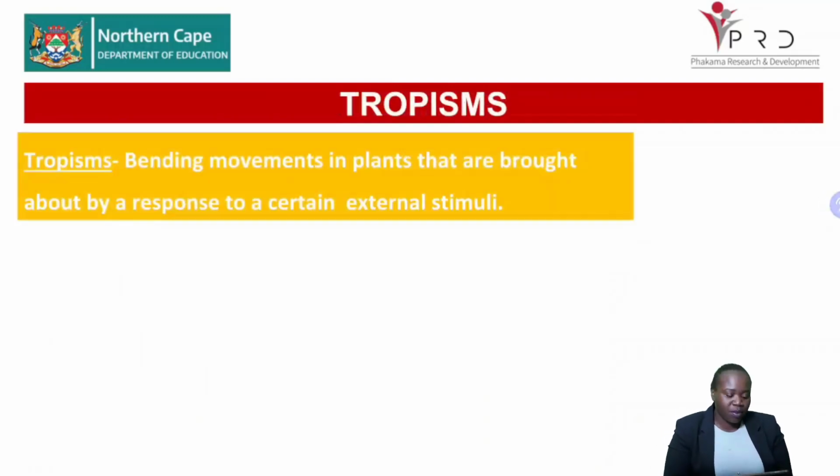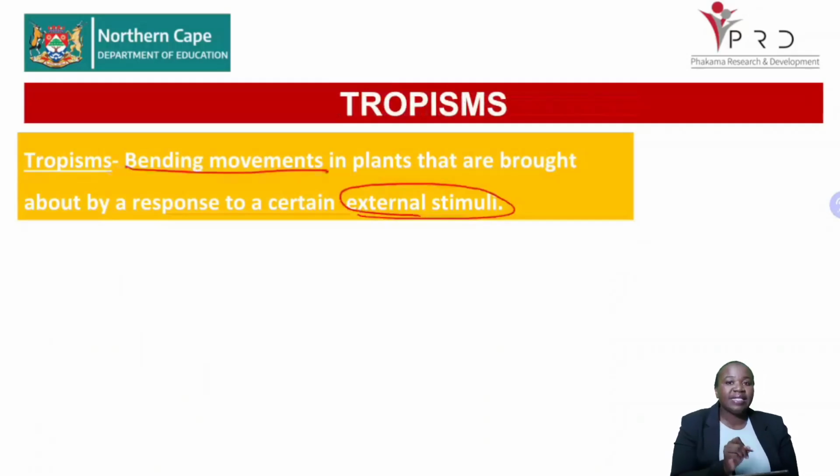Now, this is geotropism and phototropism. Tropism as a whole is bending movements in plants that are brought about by a response to a certain external stimulus. So this stimulus has to be external, and this is what? Bending movements. Remember, make sure you know your terminologies. You could be asked to differentiate between geotropism and phototropism, meaning that you have to describe or define both, right? So make sure that you know those terminologies.